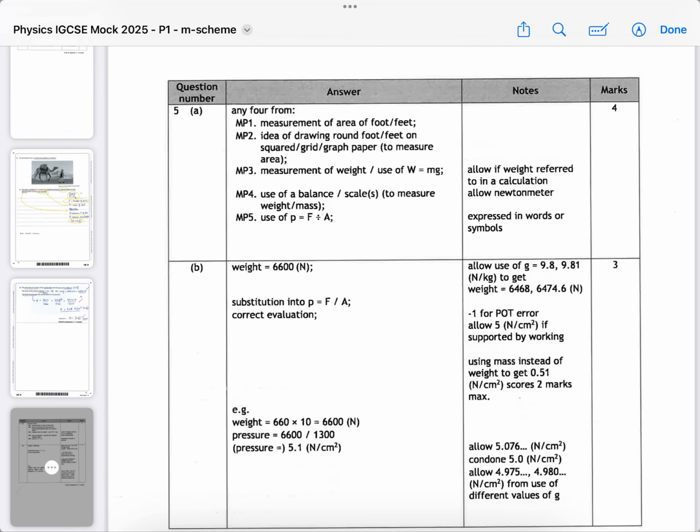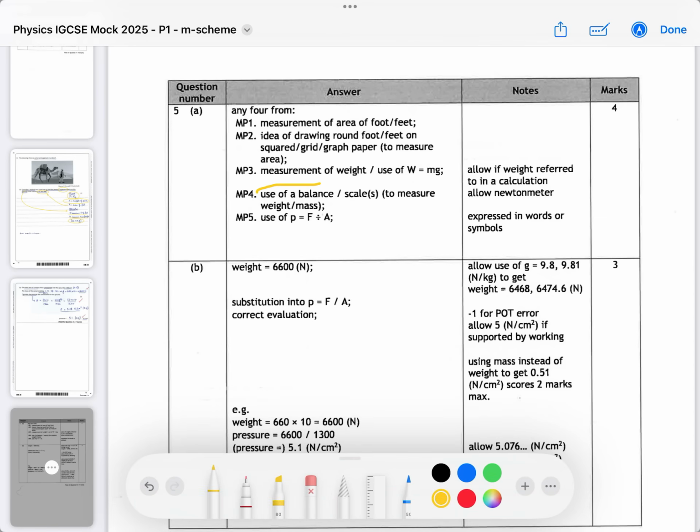Now remember, when you are measuring mass, you're using a mass balance, and the best way of saying that is to use a balance. Sometimes they don't like the use of the word scale because it's too general. So use a mass balance is the best way of doing it. Then you can calculate the weight from the mass, and then use the equation. Once you've got the weight and you've determined the area, it will give you your five marks.